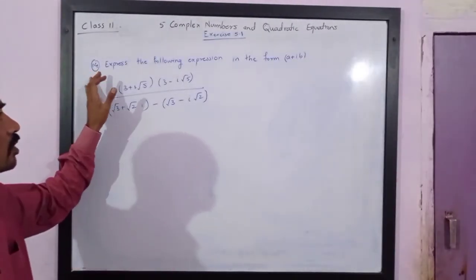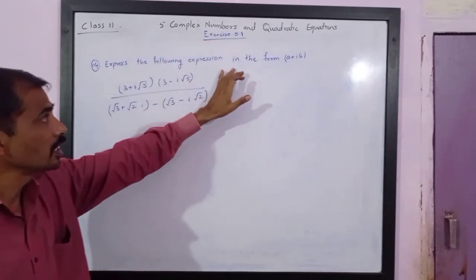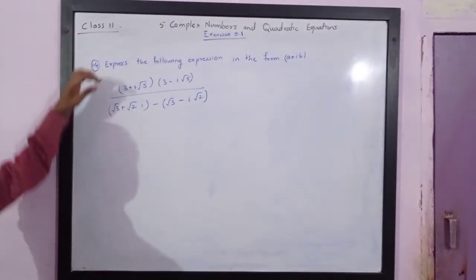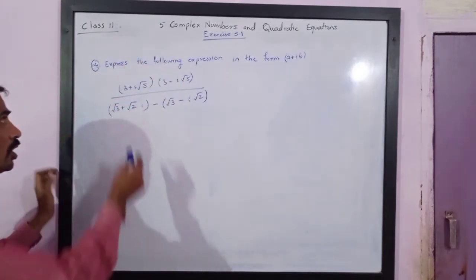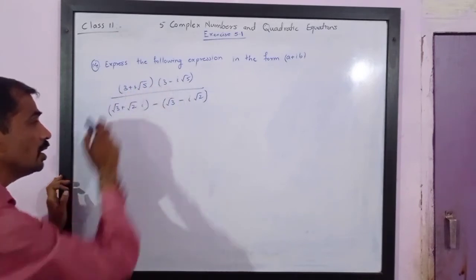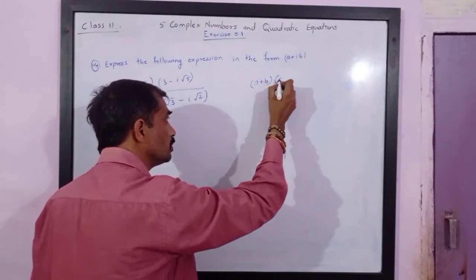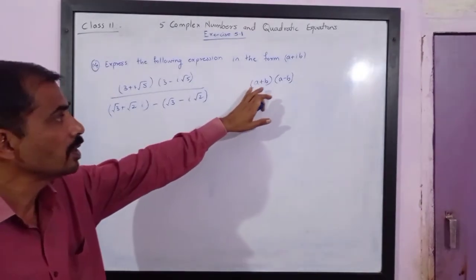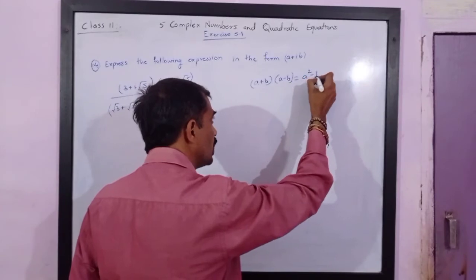Dear friends, next and last question of exercise 5.1 is express the following expression in the form A plus IB. Now see, if you see the numerator, it is 3 plus I root 5 into 3 minus I root 5. Please note, first term is same, second term is same, only the sign is different. It means it is of the form A plus B into A minus B. Now we know the identity for this. A plus B into A minus B is equal to A square minus B square.